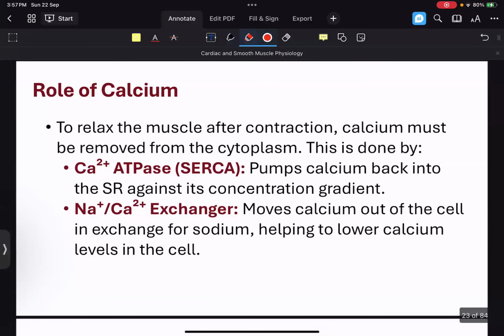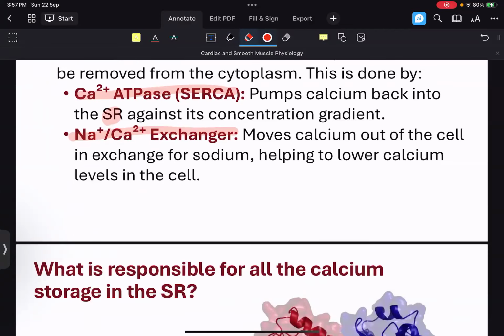This is just a very quick summary slide. To relax the muscle after contraction, calcium must be kicked out. You can either bring it back into the sarcoplasmic reticulum through SERCA, or you can bring it back outside the cell through the NCX exchanger.